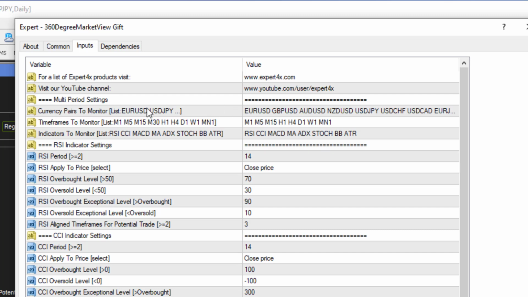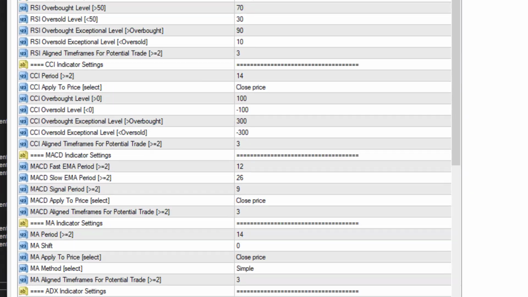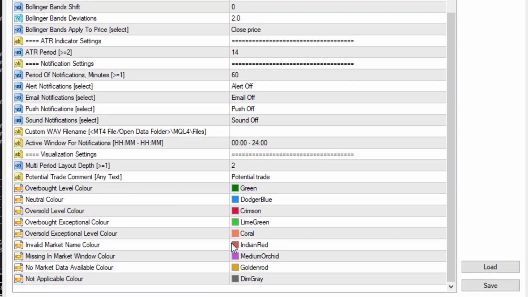And then you can add any currency pairs to the table. All the readings will be displayed for you. So it's a fantastic tool to have a quick overview of all the time frames, all the currencies, and all the various indicators. And down at the bottom here, as you can see, you can set the colors that you want to use on the various tables to show the various overbought and oversold environments and that type of thing.